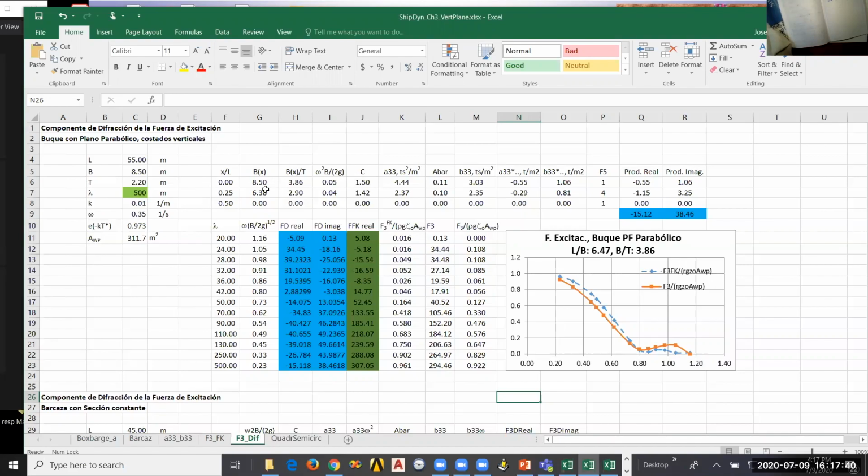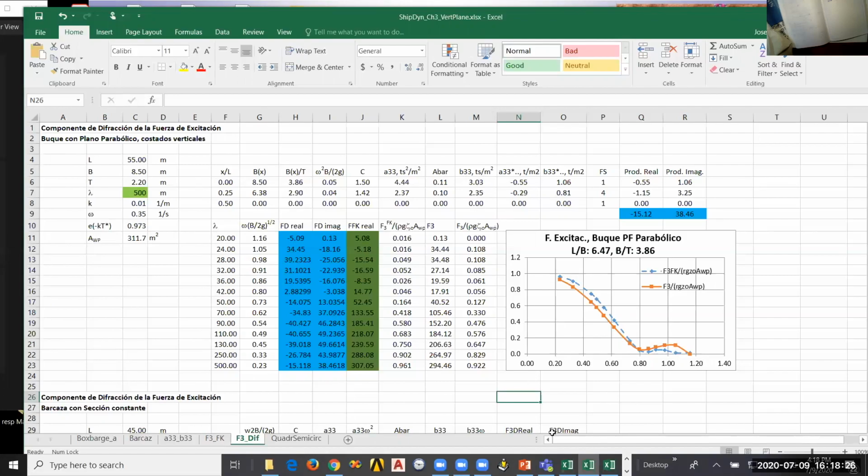So this is the beam. In the central part, you have 8.5 and then it decreases. B over T is the non-dimensional frequency there. And from this, I take the coefficient C, and with the coefficient C, I can calculate mass per unit length, added mass per unit length. Please be careful, this is little a33. Then I go to A bar, I have that, and with this A bar, I obtain B33.